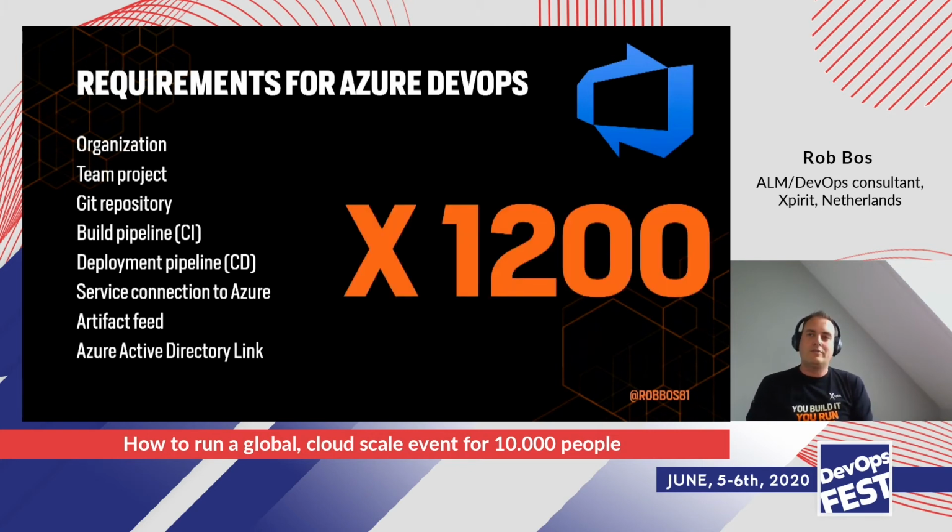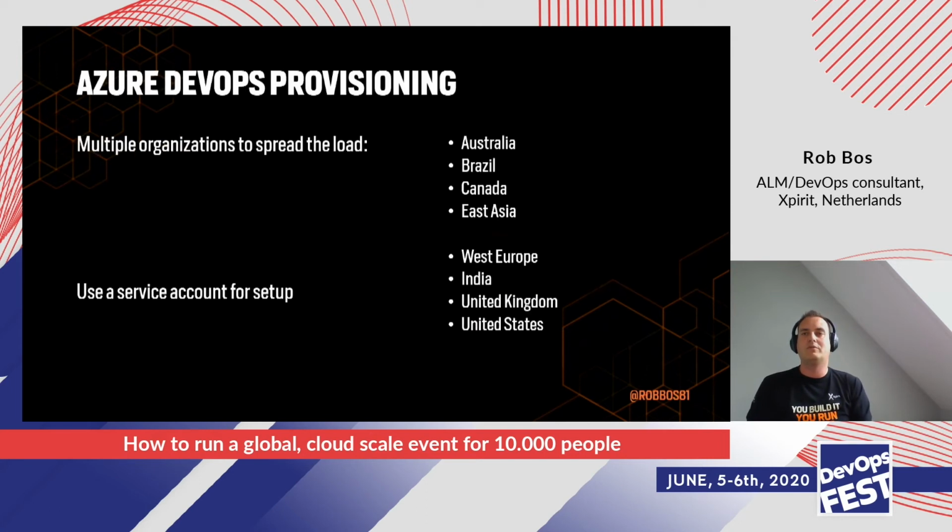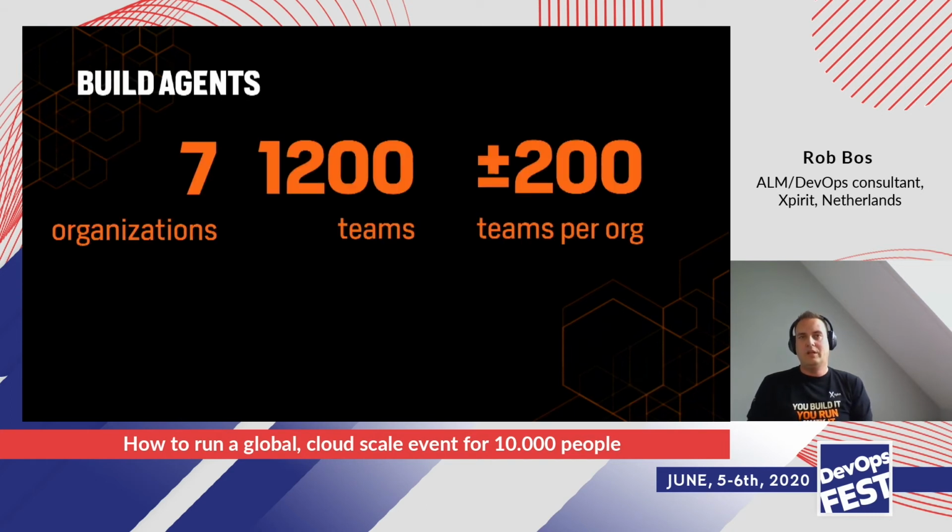And we need to do that 1,200 times. So we could hook that up into our automation and see how we went from there. Azure DevOps is available in multiple regions. So we got 7 different organizations to spread the load. There are 8 now available, but we didn't have that many venues in the United Kingdom, so we skipped that one. So we were running 7 different Azure DevOps organizations. We had 7 organizations and 1,200 teams, so that is roughly 200 teams per organization. And we had a full set of build and release pipelines in there, so CI/CD.